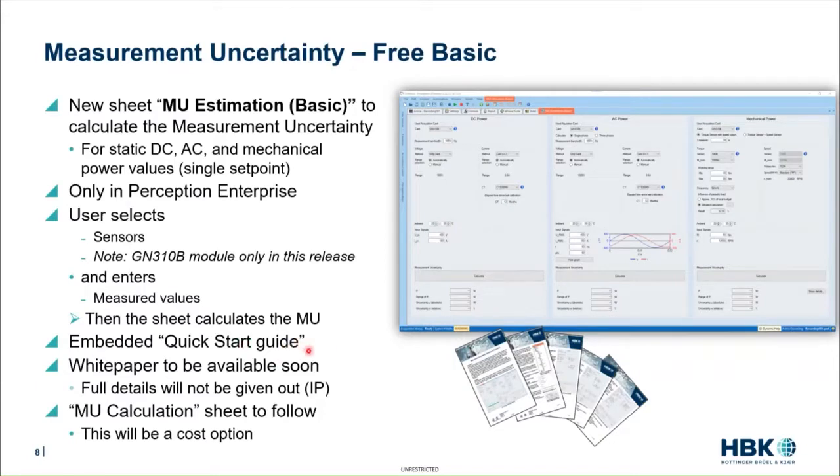There is an embedded start guide within Perception that gives you a few of the basics of what's going on and maybe what some of the terms mean. We also have a white paper that we expect to be available this month on our website that gives a bit more background information. The longer range plan is to move towards offering measurement uncertainty dynamically in real time as you're making measurements, so that you know your measurement uncertainty throughout your data. That will be a cost option in Perception, but that's coming in the future.